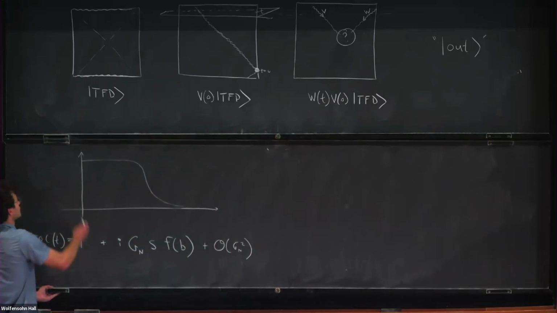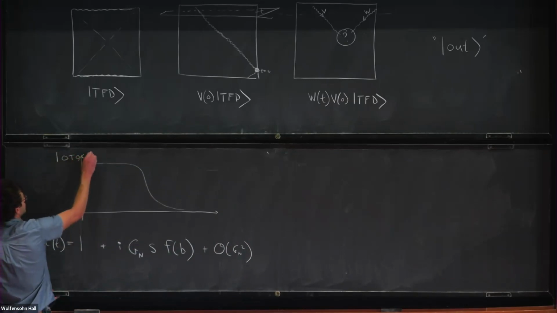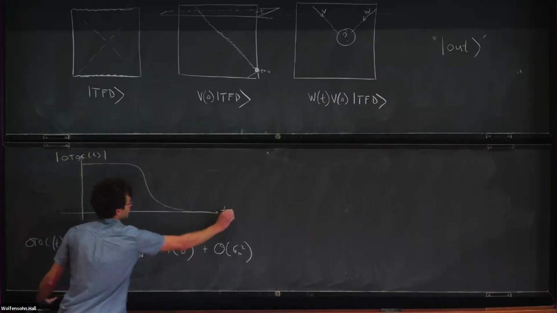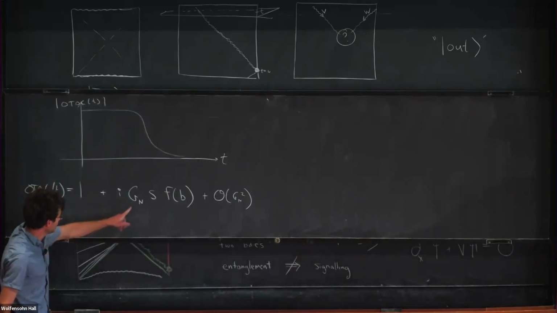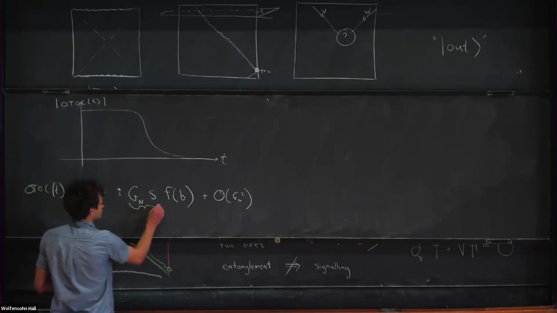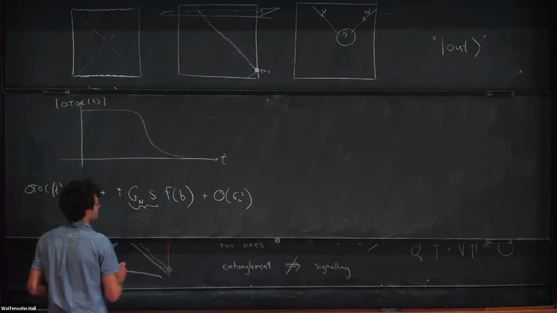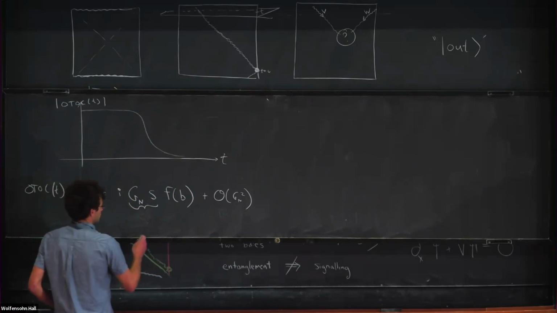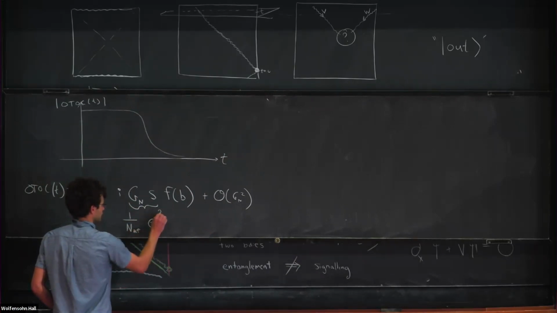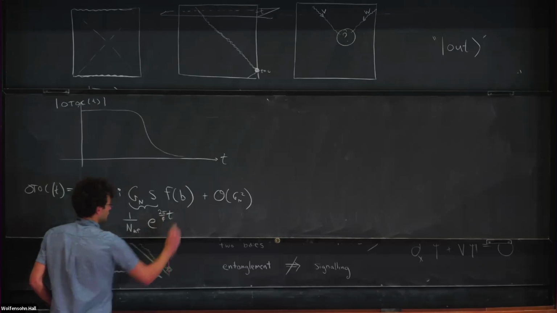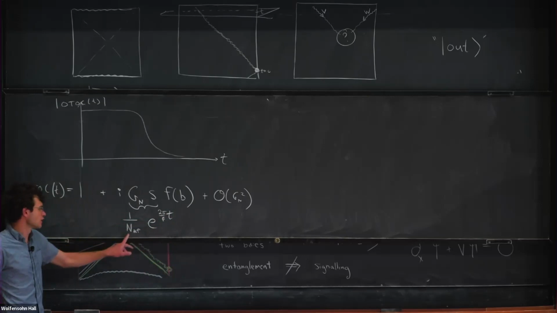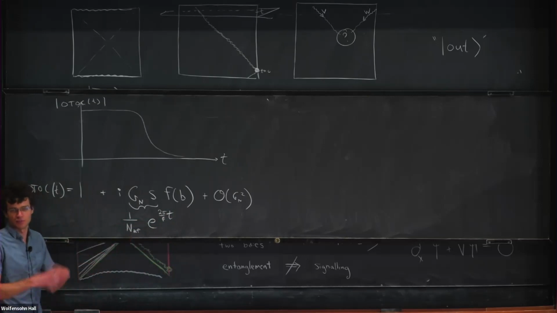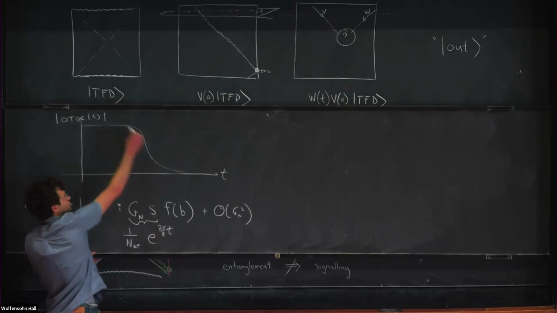So it starts out like this. And if we translate this term here into the time t and the number of degrees of freedom, this looks like 1 over the number of degrees of freedom times e to the 2 pi over beta times t. So there's a small correction to 1, but it's exponentially growing in time. And at a time that is logarithmic in the number of degrees of freedom, the correction becomes big, and this function starts to decay.